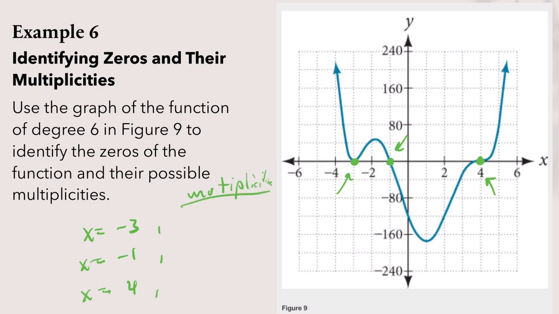When x is -3, notice it touches and bounces, so that has an even multiplicity. So that factor is going to be raised to some even power. When x is -1, it crosses. I think that has a multiplicity of 1. Now, when x is 4, it still crosses, but it's not linear, so that has an odd multiplicity. It should be raised to some odd power other than 1, maybe a cube. Okay.